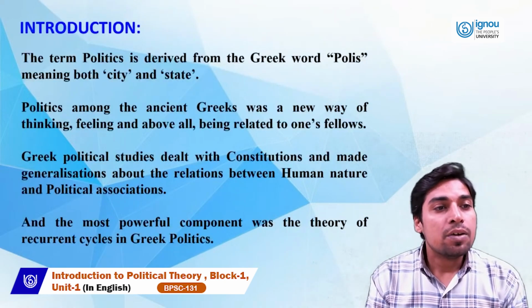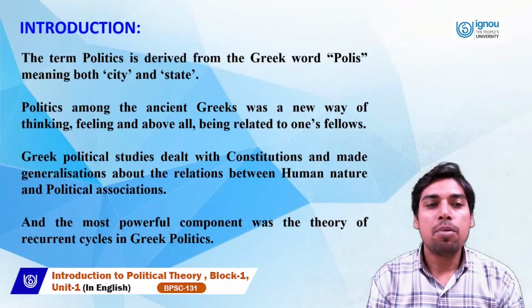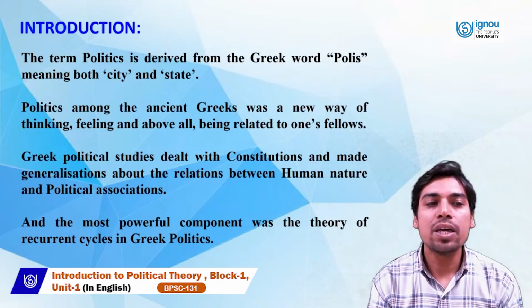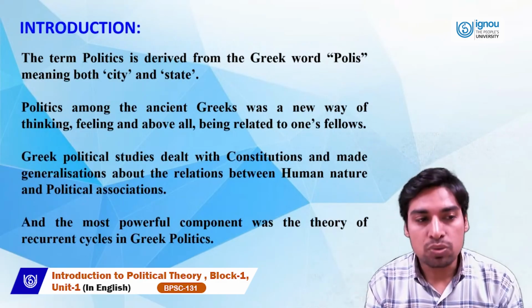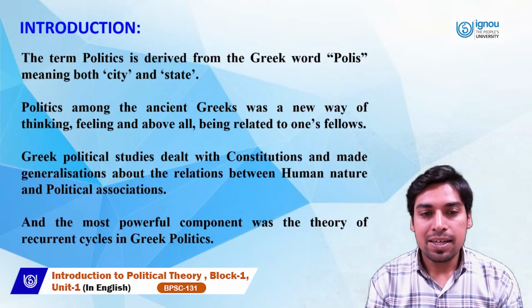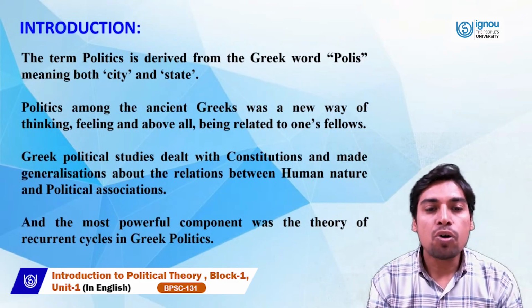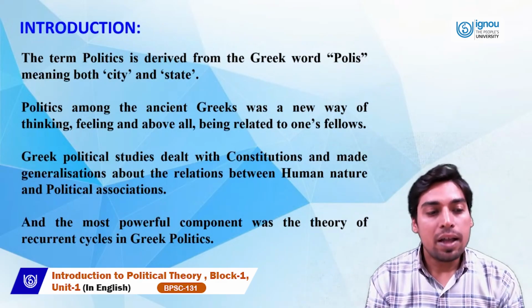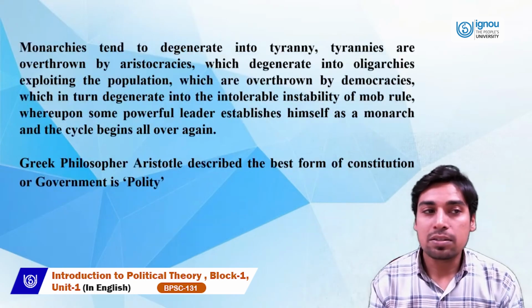Introduction. The term politics is derived from the Greek word polis, meaning both city and state. Politics among the ancient Greeks was a new way of feeling, thinking, above all, being related to one's fellows. Greek political studies dealt with constitutions and made generalizations about the relation between human nature and political associations. The most powerful component was the theory of the recurrent circle in Greek politics.